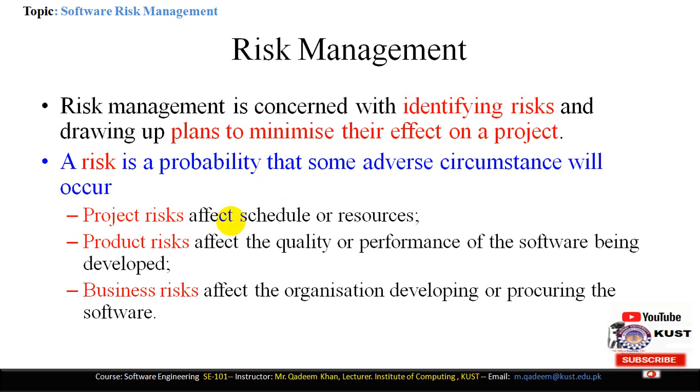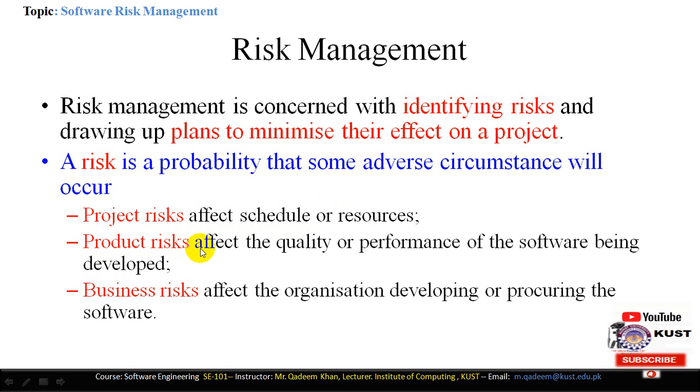Now, risks have many types. There are three main categories of risk: project risk, product risk, and business risk. Project risks are those risks which affect the schedule or resources of the project. Schedule means the time required to complete the project, and resources mean different sorts of hardware, software, and people resources required to complete the project.